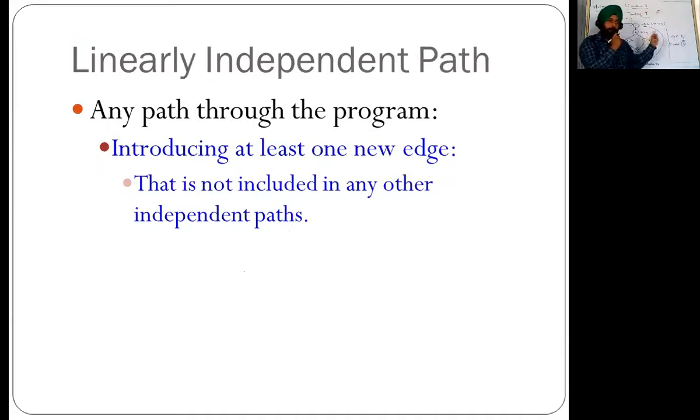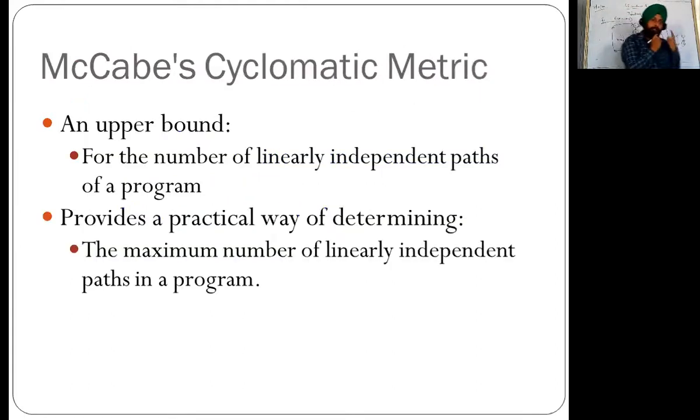So what are these paths? We have to see that these paths should be linearly independent. They should not be dependent upon each other. These paths should be independent of each other. So if any node introduces one new edge, it may result in a new path. Next, we have to see only the independent paths.